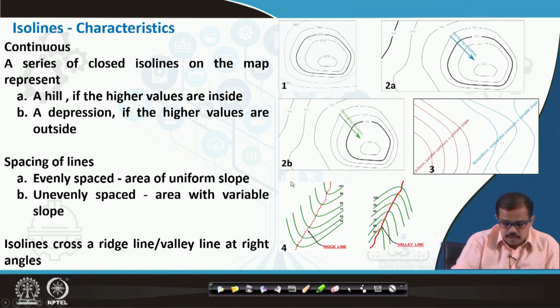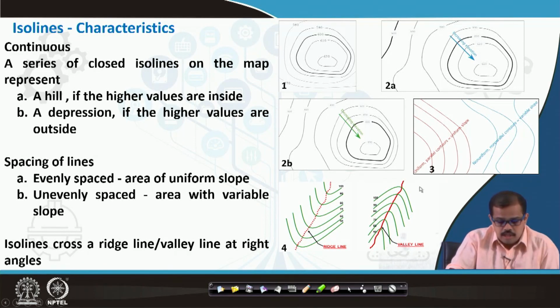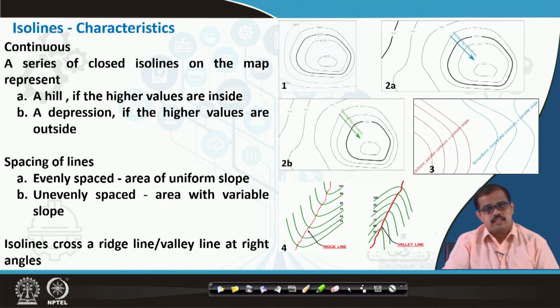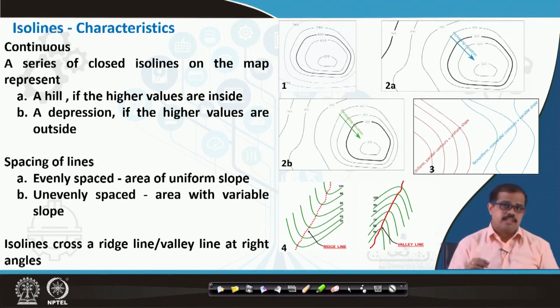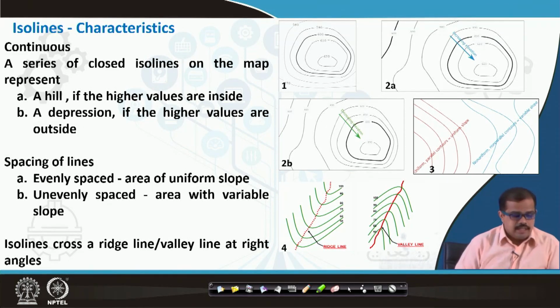Only when you are looking at certain regions which are completely uneven, where every point is changing, which is extremely difficult to get, in such cases only do you have an isoline representation which is uneven, otherwise it has to be even. Then isolines cross a ridge line or valley line at right angles only. So, please keep this in mind.